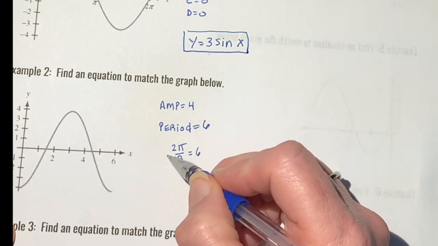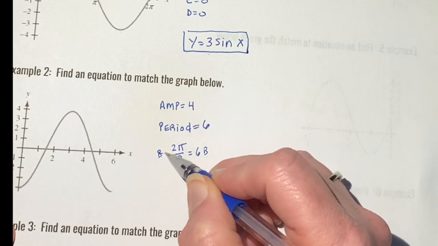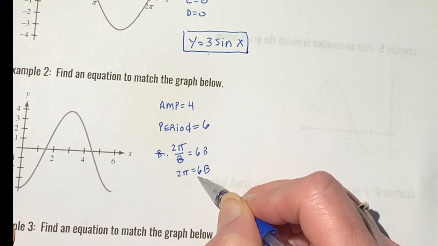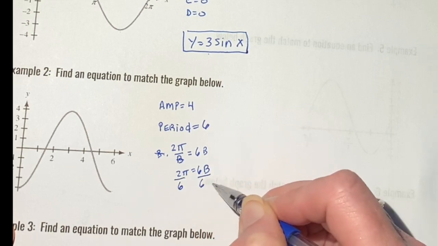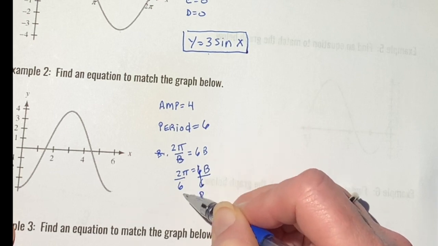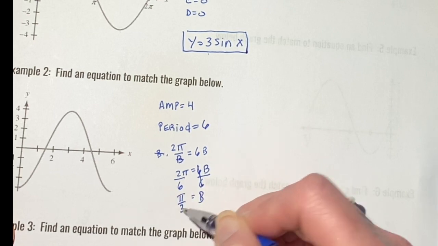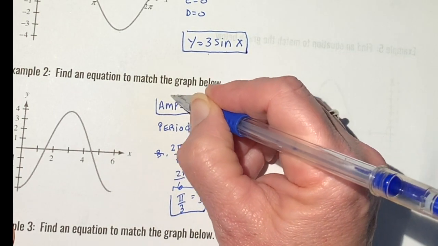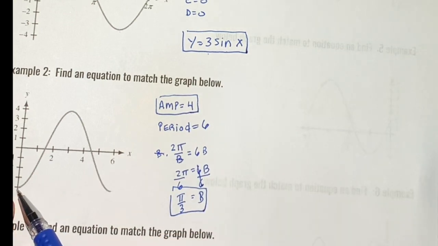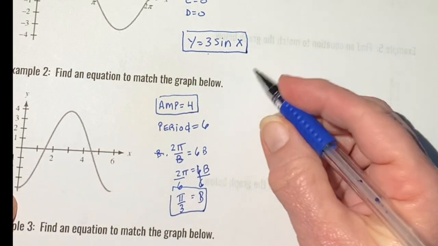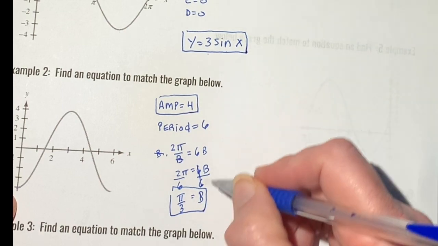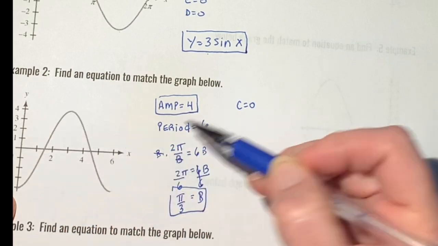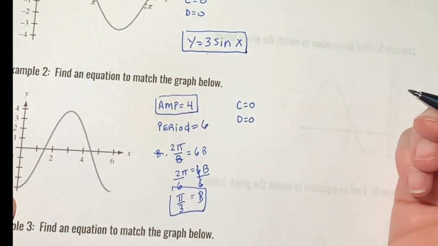And so I'm going to multiply by b. And so 2 pi equals 6b. And then I would divide by 6. And so b is going to equal, and for me to reduce that, pi divided by 3. So there is my b. I know my amplitude. Now, there's been no shift because the cycle begins at 0, and so the phase shift, c would be 0, and there's been no vertical shift. The graph is oscillating around the x-axis, so d would be 0 as well.